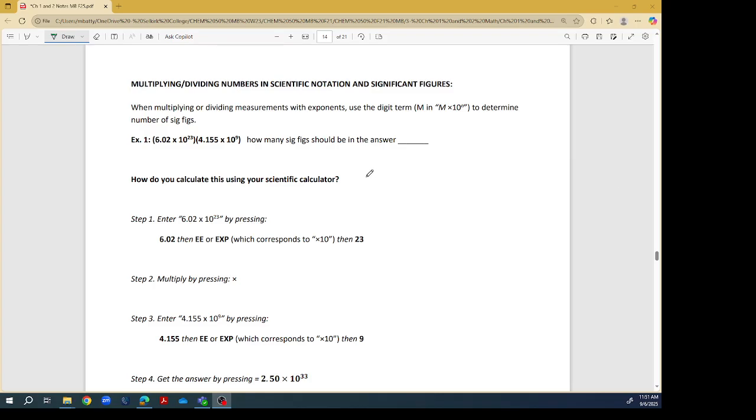So this is sort of the second part of sig figs, and this is really about using your calculator. We'll still keep practicing applying that convention of sig figs, but this time we're going to talk about scientific notation and sig figs. And so a lot of this is calculator work.